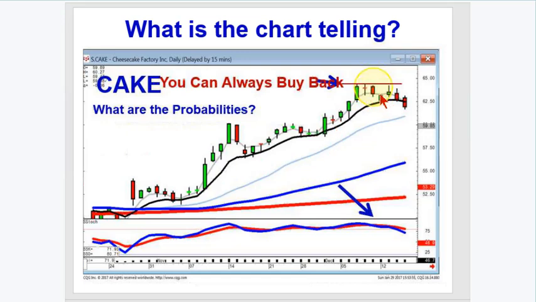I want to know that every time I'm buying, the probabilities are in my favor that we're going in the right direction. I also want to be able to identify where those probabilities are starting to change. When I can see an obvious resistance level, starting seeing sell signals, I don't have to necessarily wait for it to close below the T line.